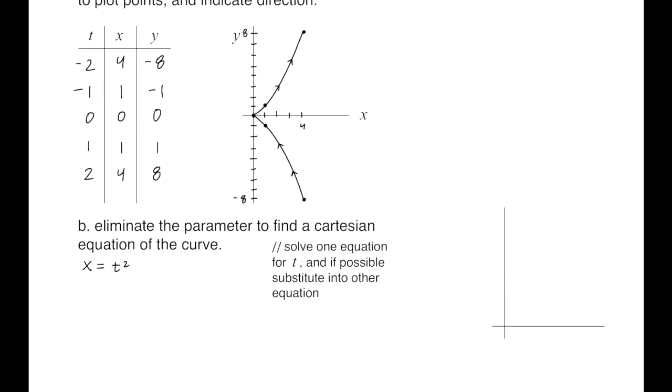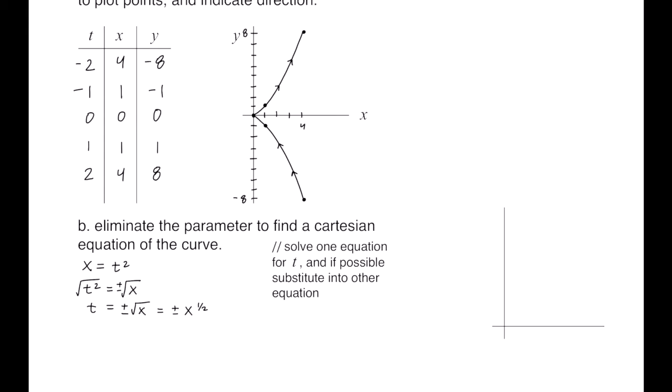And to solve for t, we're going to square root both sides. So I just flipped this around and wrote t squared equals x. To solve for t, we take the square root of both sides and then also include a plus or minus. So we get that t is equal to plus or minus the square root of x. And I'm just going to rewrite this as plus or minus x to the 1/2.